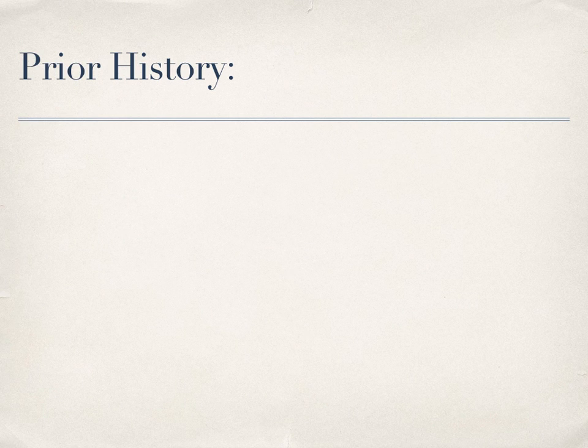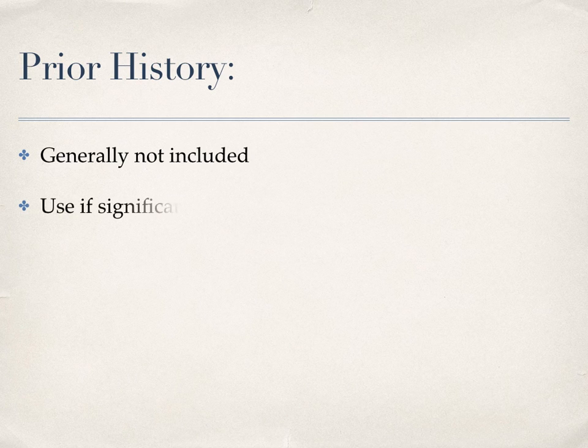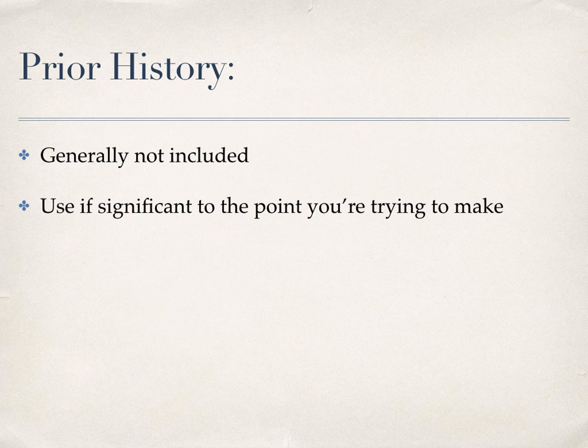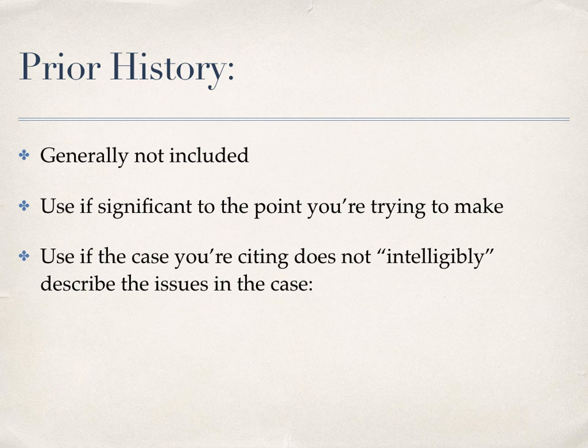In addition to subsequent history, you might need to provide the prior history of the case that you're citing, but generally, it's not something that we include in our cites. We're only going to use it if it's significant to the point that you're trying to make, or where the case you're citing does not intelligibly describe the issues in the case.